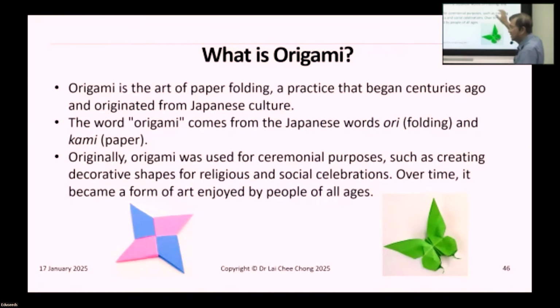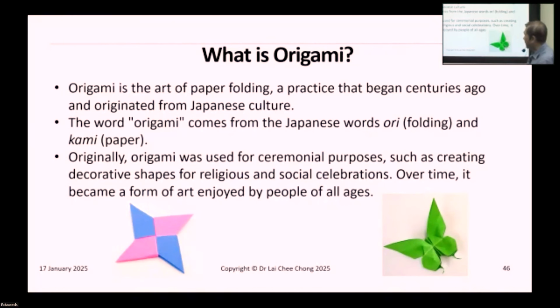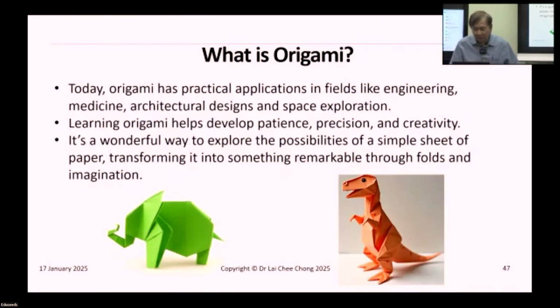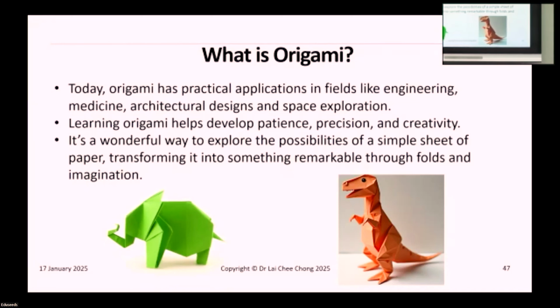In the good old days, it was used for decoration or for ceremonies, but now it has become a form of art. People just enjoy doing the paper folding. You can see this is a ninja star, the flying star, right? And this is a butterfly. You can fold all kinds of things here. Today we won't fold all of them. This is a more complicated one. You can fold an elephant or even a dinosaur, the T-Rex.